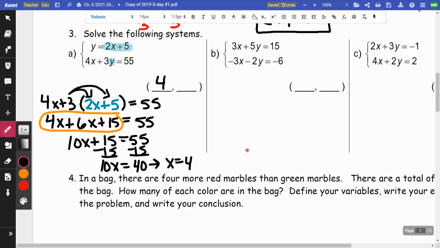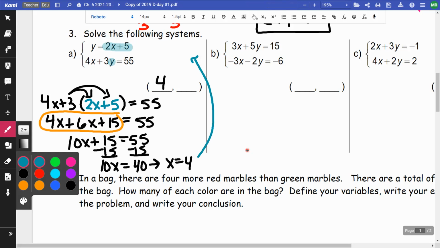And I am going to go put this into the y equal equation up here. So I'm going to go y equals 2 times my x, which is 4 plus 5. So I get 8 plus 5, which is 13. So this is going to be 4 comma 13.